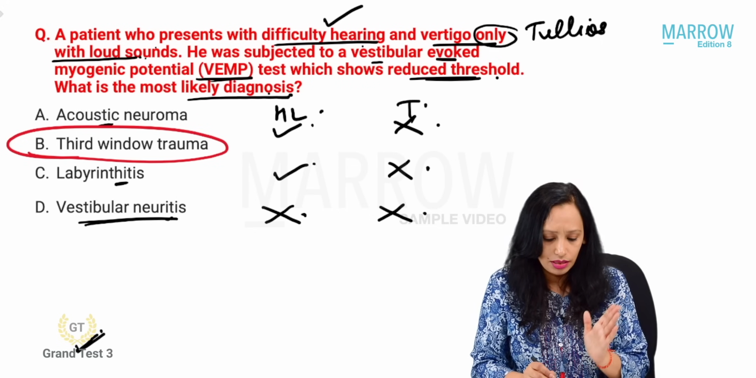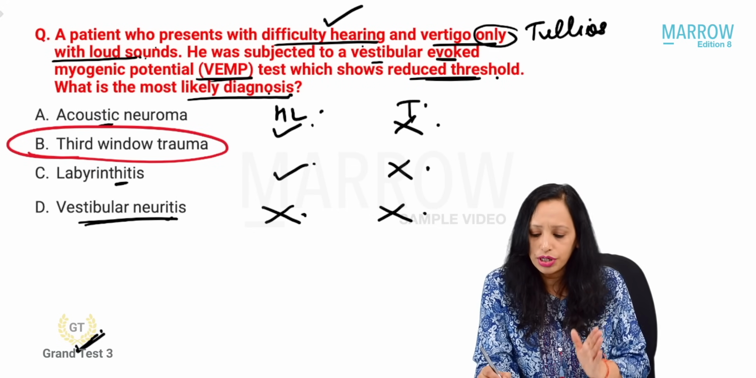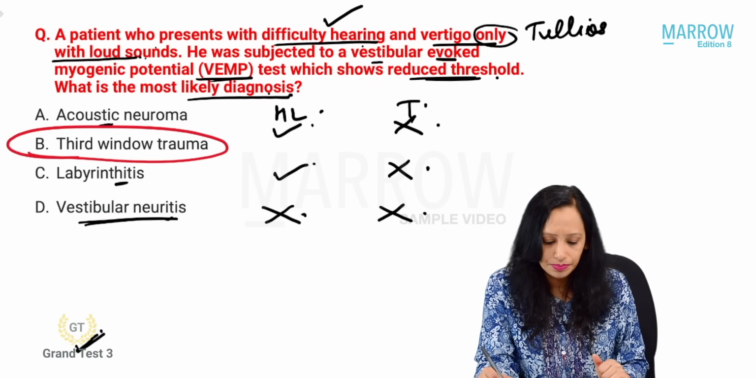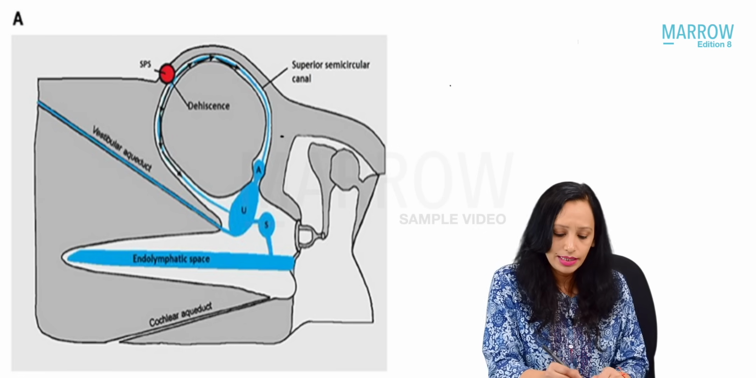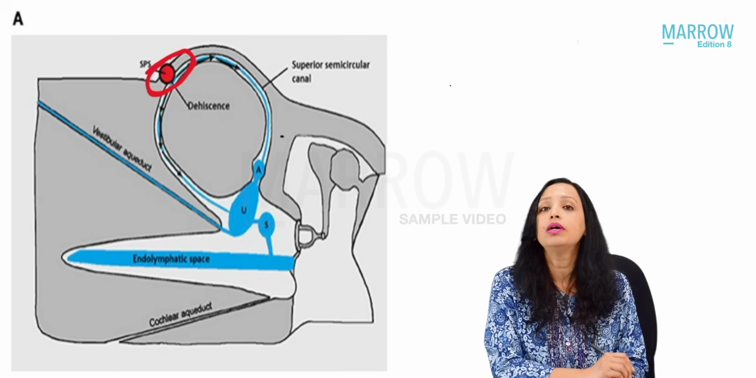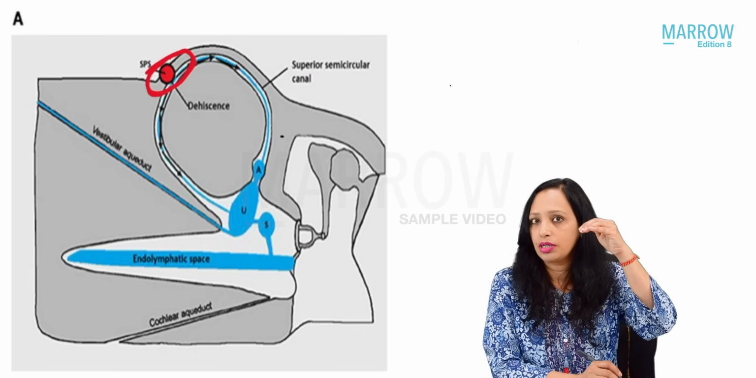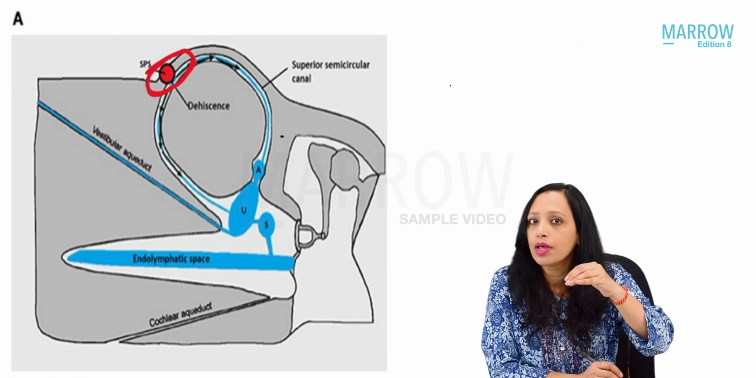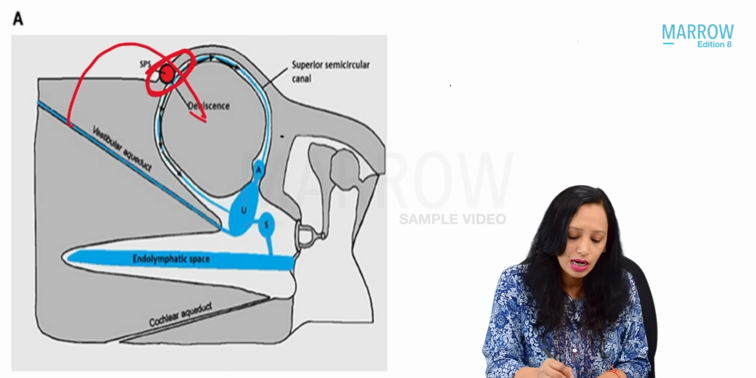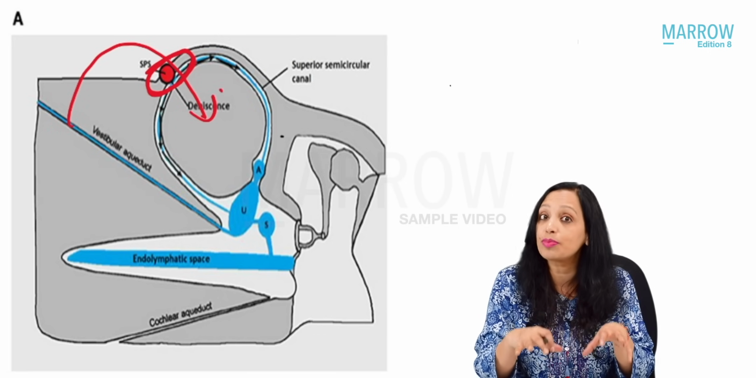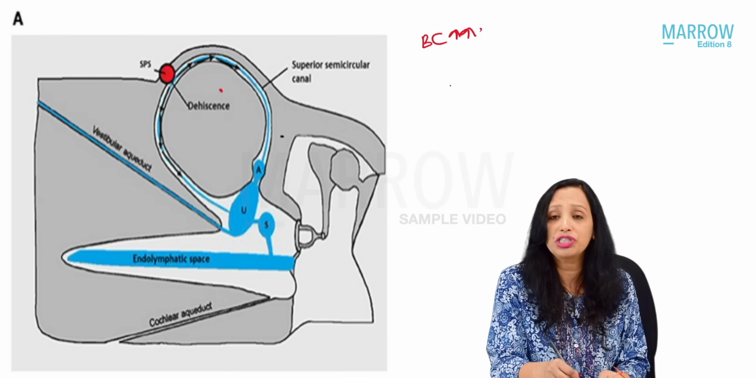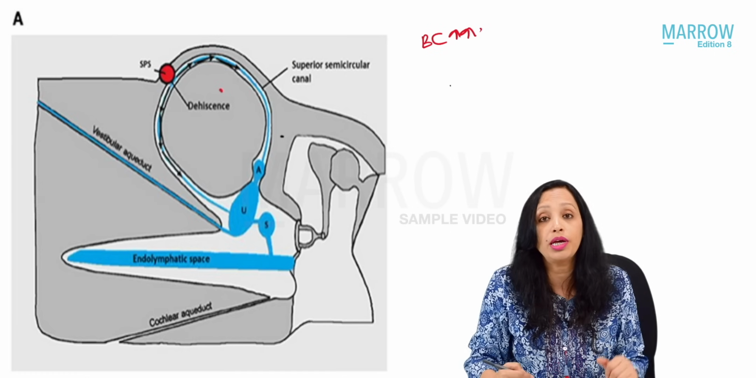Now, let us see a third window. Can it lead to hearing loss and vertigo on loud sounds? Yes or no? Yes. So, in third window, what happens? There is an abnormal opening. Where is the opening? The opening is at the level of the base of skull, which overlies the superior semicircular canal. Because of this opening in the bone, the bone conduction sounds are excessively entering into the inner ear and sensed by the inner ear. So, the bone conduction sounds increase. So, the patient is able to hear his footsteps, his movement of eyeball, there is autophony, yes.